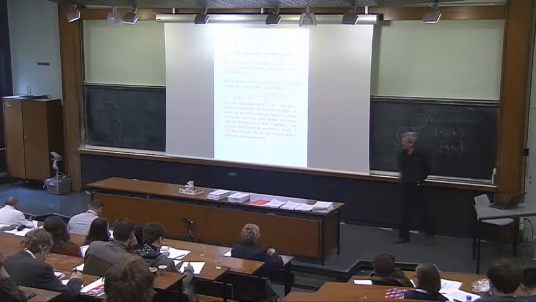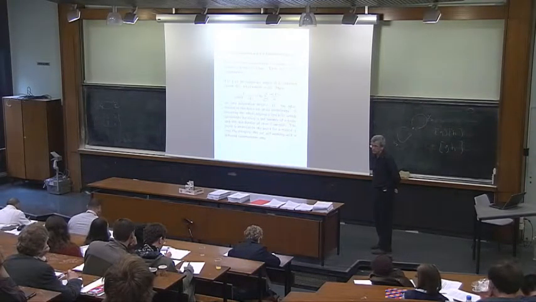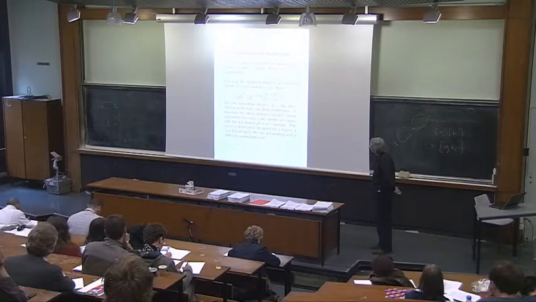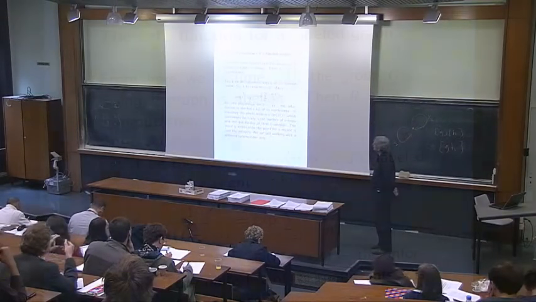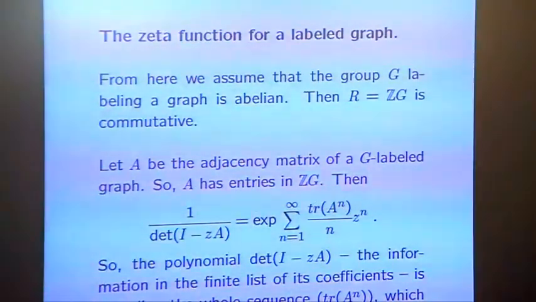Okay, so now we can look at the zeta function for a labeled graph. We need to assume that the group which is labeling the graph is an abelian group. Then the integral group ring will be commutative. Let A be the adjacency matrix of the G-labeled graph. We just defined it. It has entries in the integral group ring.